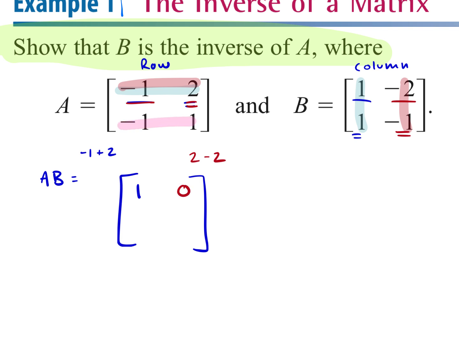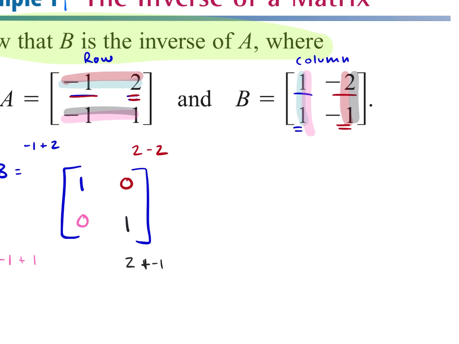Now let's do the second row, first column. That's going to go in the second row, first column spot. So -1 times 1 would be -1. And 1 times 1 would be 1. -1 plus 1 is 0. And then we can do second row, second column. -1 times -2 would be 2. Plus -1 times 1 is -1. So 2 minus 1 would be 1. Did we get the inverse matrix? Yes, we got our diagonal of 1s and 0s.